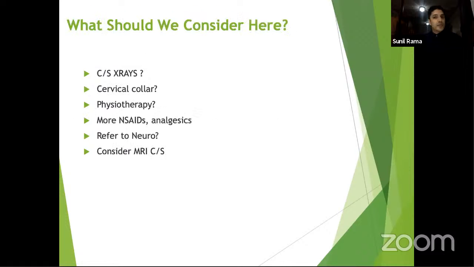Now, what do we actually consider in this type of case? Do you send the patient off for x-rays immediately? Do you put the patient in a collar, a cervical collar that is? Physiotherapy, more anti-inflammatories or analgesics? Refer the patient to the neuro? Do you want to consider an MRI of the cervical spine in this case?